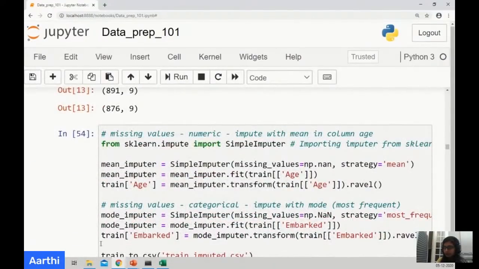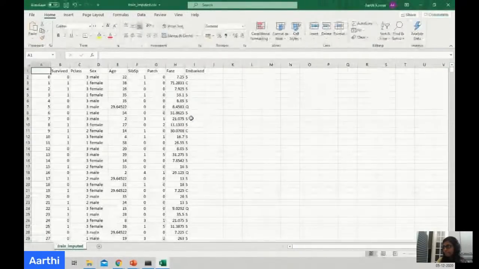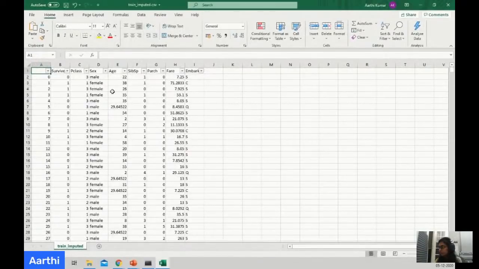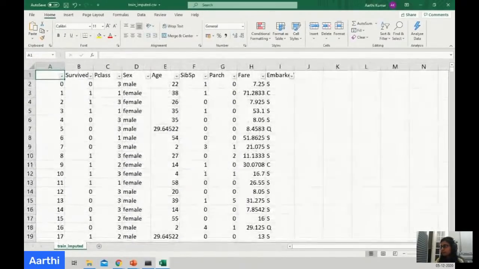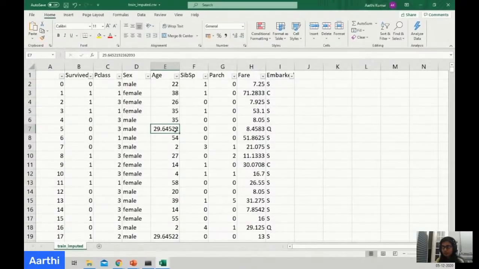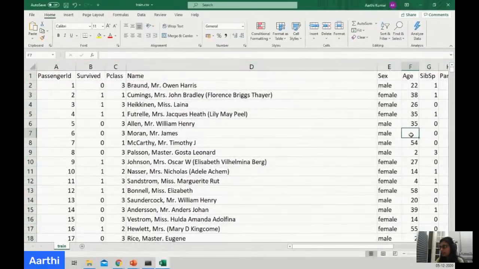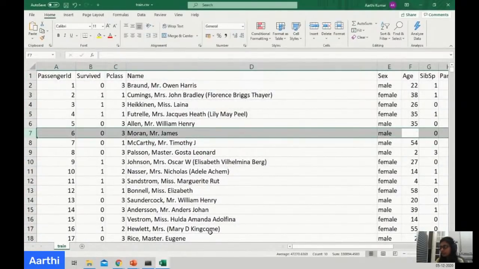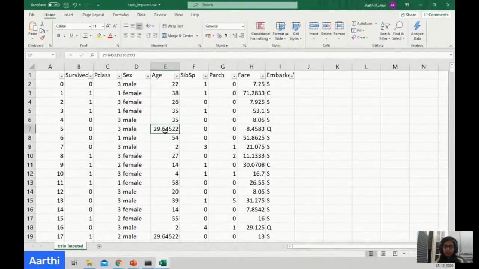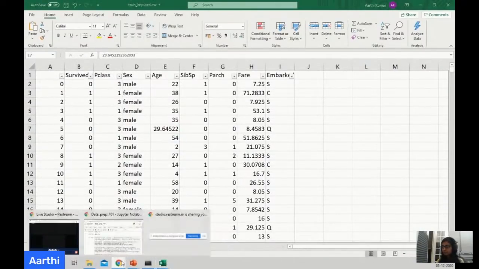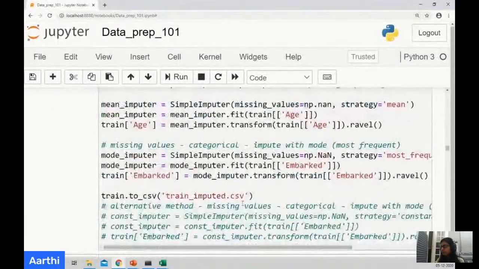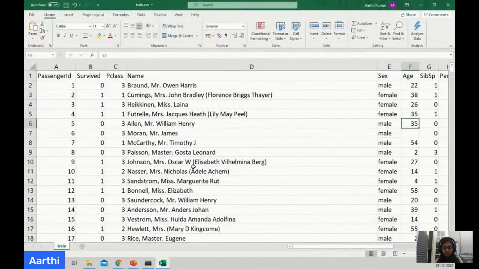Right. So here, this 29.645 is the average. This was blank in the previous data. If I go here, we had a missing value over here. Wherever it was missing, this 29.6 has been imputed. And similarly for embarked, if you want to look at that as well.